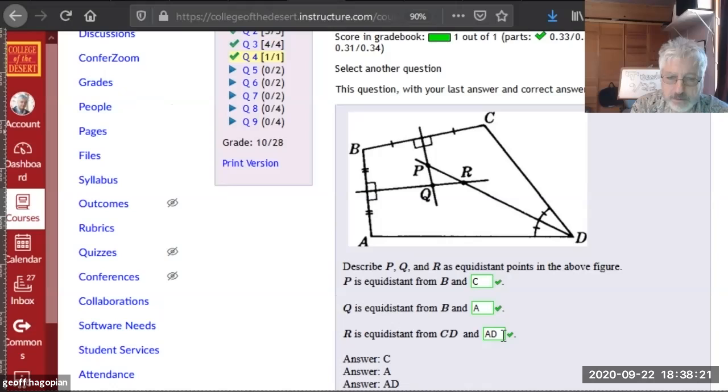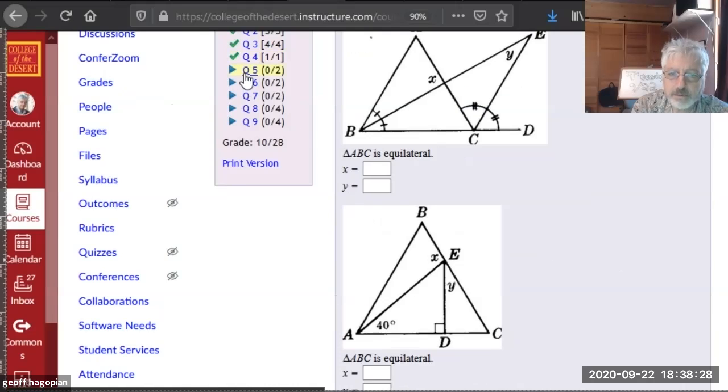Yeah, I was thinking AD. I don't know why I wrote AE. There is no E. So that was a typo.